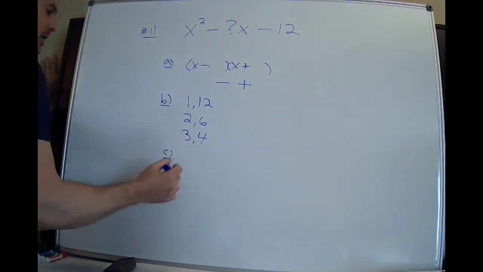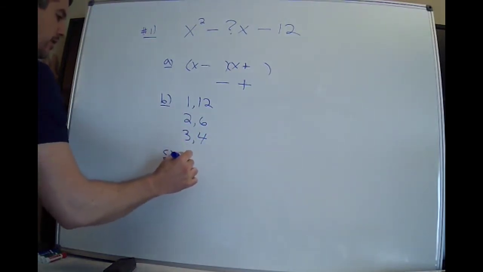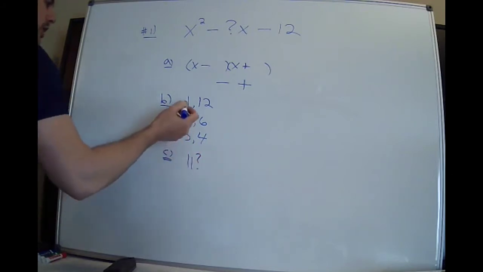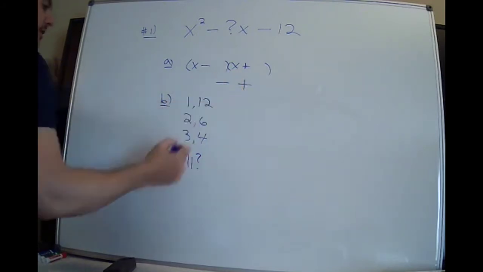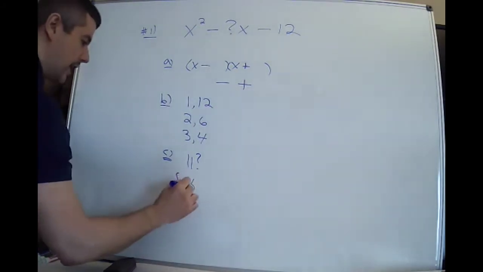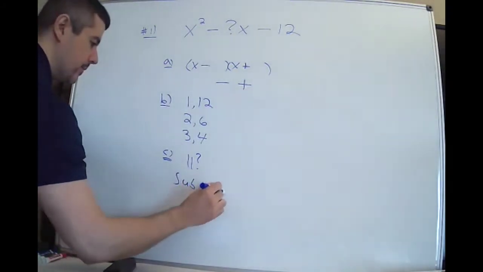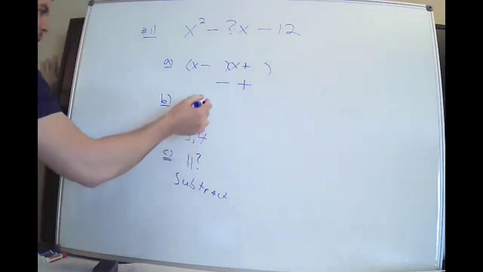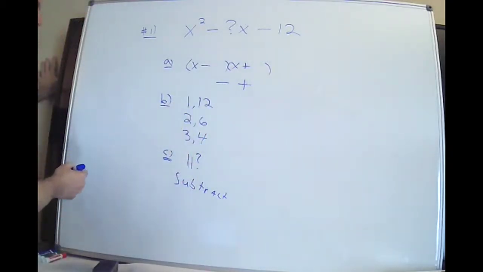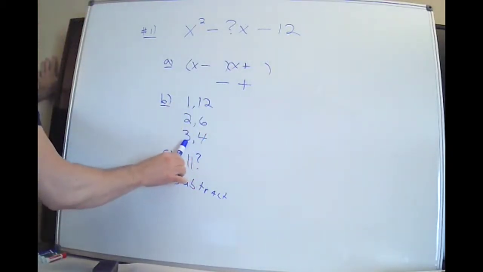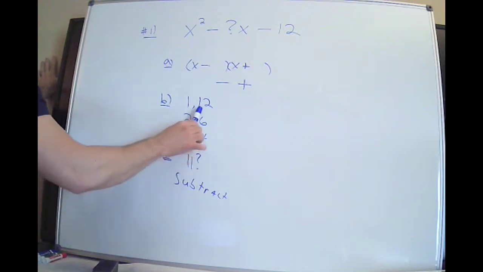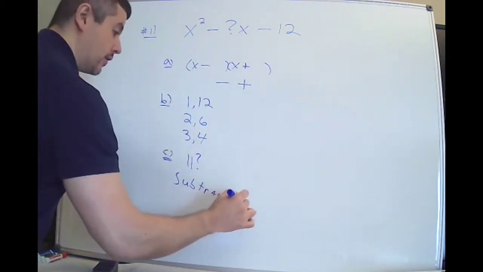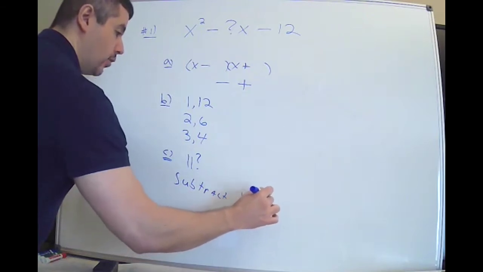Now, part C is the tricky part. Could the middle number have been an 11? So what you've got to do, the signs are different. That means I have to subtract. So the question is, can one of those pairs make an 11 when I subtract them? 4 minus 3 is 1, 6 minus 2 is 4, and 12 minus 1 is 11. So absolutely, you can subtract 1 and 12.